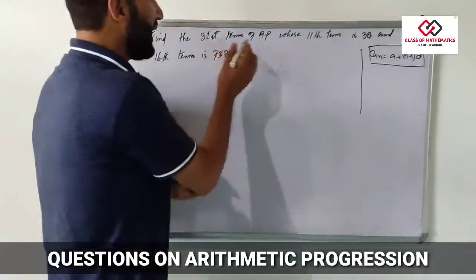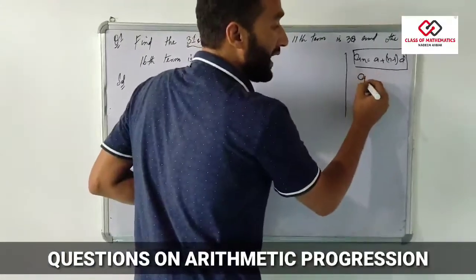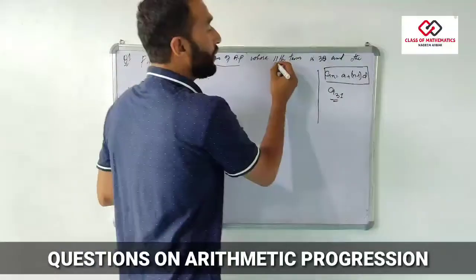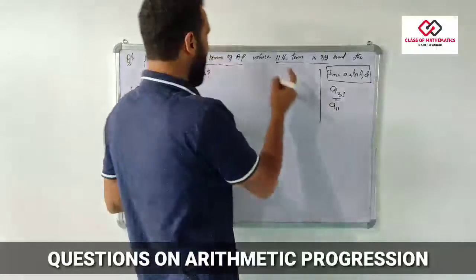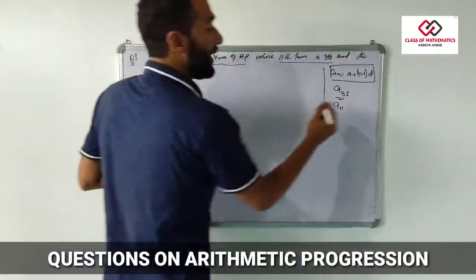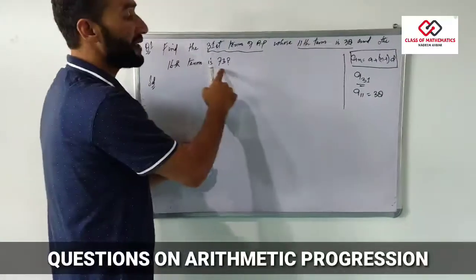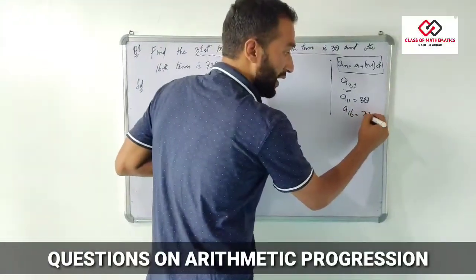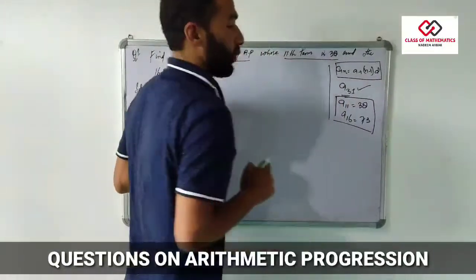Now the question says we have to find the 31st term of the AP. That means we have to find A31. But what is given? The 11th term of the AP, that is A11, is equal to 38, and the 16th term is 73. That means A16 is equal to 73. So these two are given and we have to find this one.